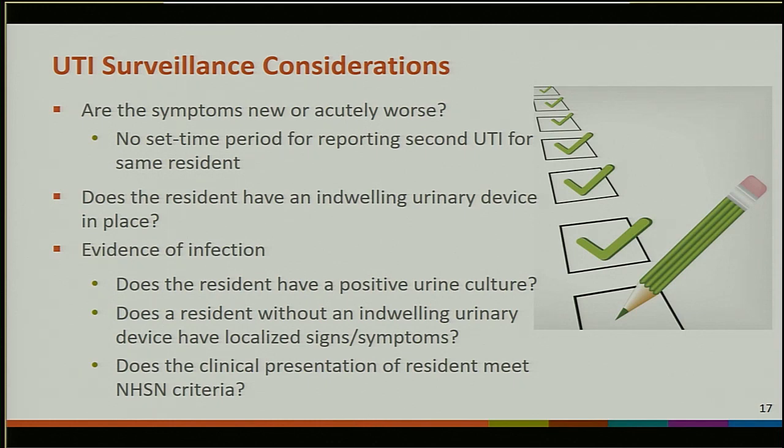And then evidence of infection. You must always have a positive urine culture to meet NHSN criteria. Are there localizing signs and symptoms? So, for example, a resident without an indwelling catheter and without localizing signs of infection to that urinary tract, chances are it may not be a urinary tract infection, or at least may not meet the criteria, the definition for a UTI. And then, does the clinical presentation meet the NHSN criteria? Again, that goes back to the signs of infection, the localized signs.